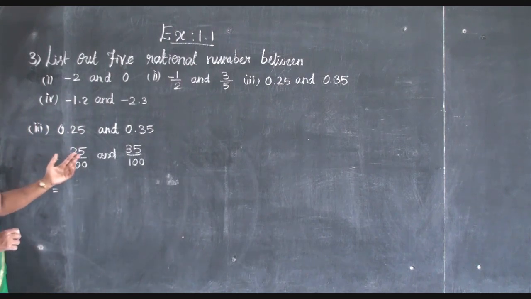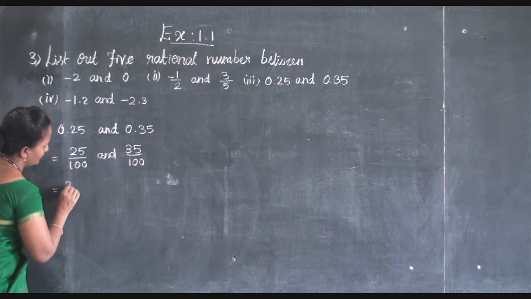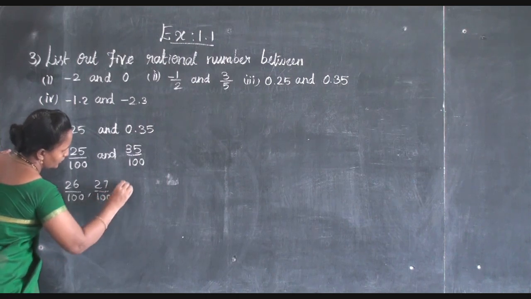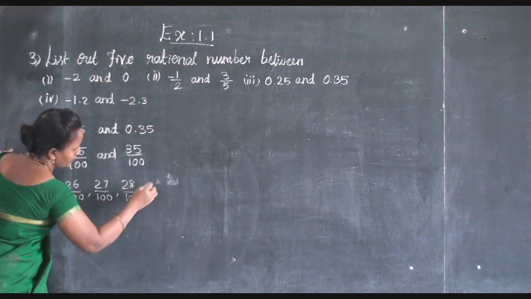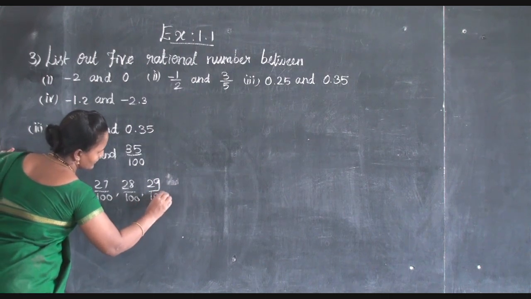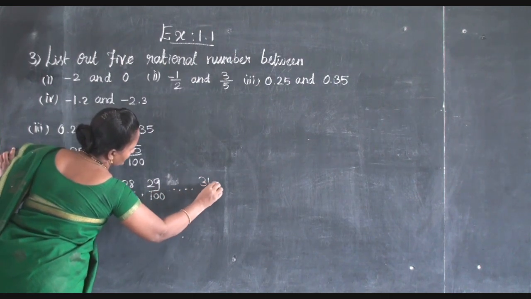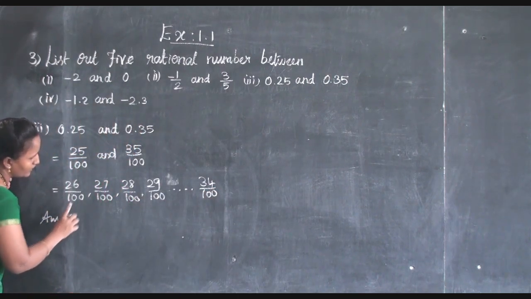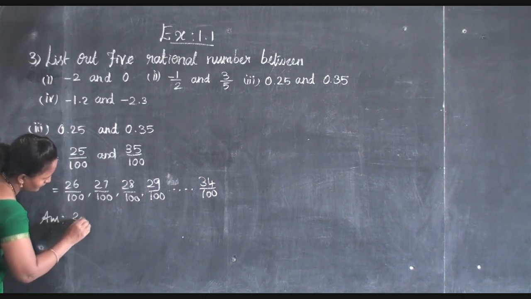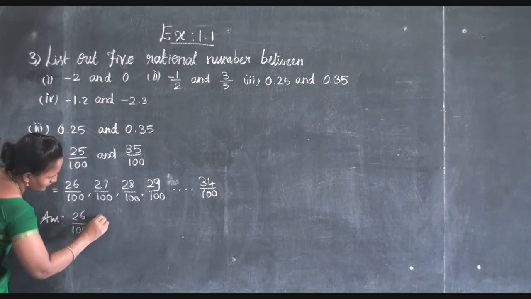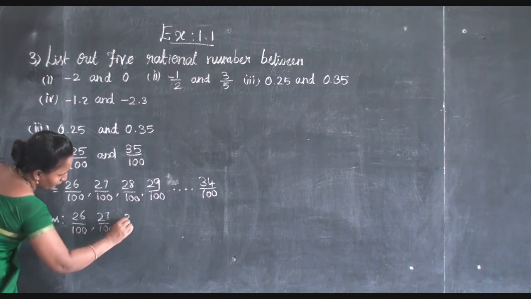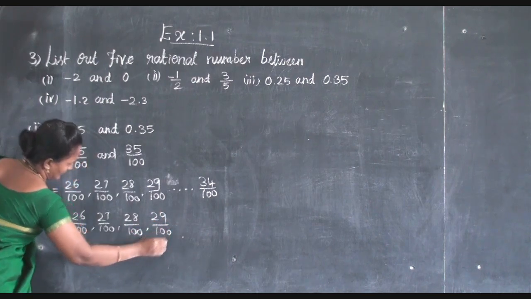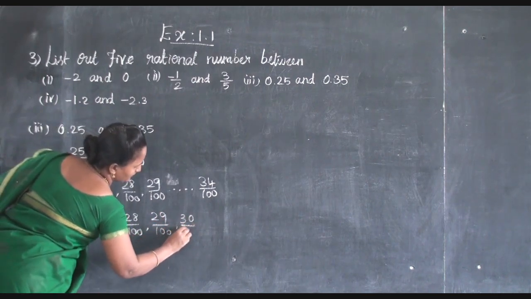In between these two numbers: 26 by 100, 27 by 100, 28 by 100, 29 by 100, up to 34 by 100. Our answer is any 5 numbers from this: 26 by 100, 27 by 100, 28 by 100, 29 by 100, and 30 by 100.